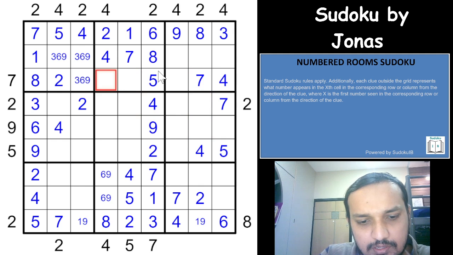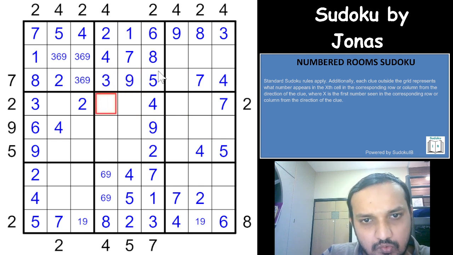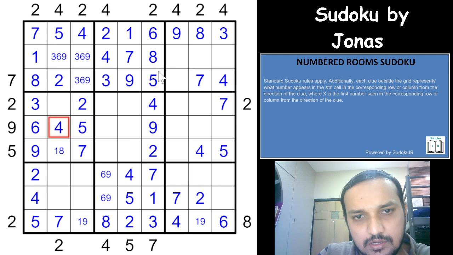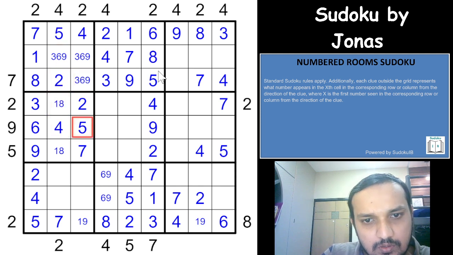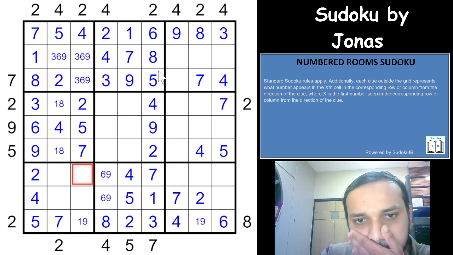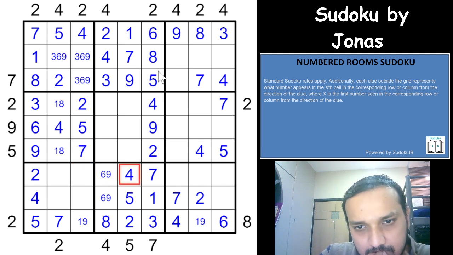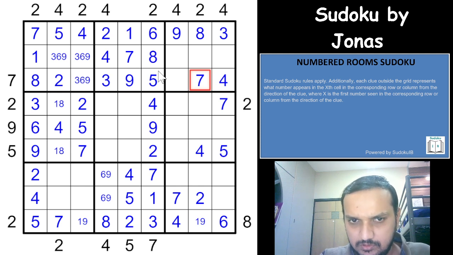Okay, it is 3 and 9 in any order, so 3 and 9. 1, 5, 7 and 8. So this is 5, 7, 1, 8 in any order. I think we have done all the outside clues. Yep. 7th is 2, 5 is 9. Okay, we have done all the outside clues it seems.